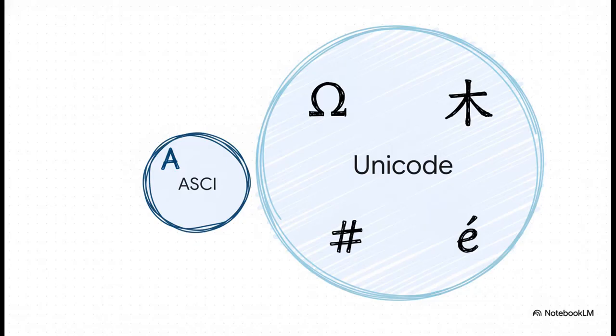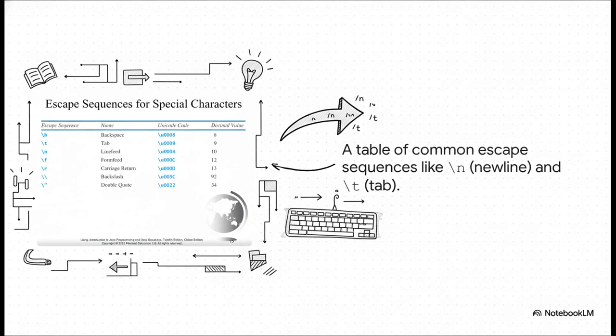Now, you've probably heard of ASCII. So how does that relate? Well, it's simple. ASCII is just a smaller 7-bit piece of the much larger Unicode puzzle. It covers the basics, the English alphabet, numbers, and some common symbols. But Unicode is the whole shebang. Just think of ASCII as a local dialect and Unicode as the universal language. This slide shows another key concept you gotta know: escape sequences. So how do you represent a character that you can't just type, like a new line or a tab? Well, you use these special backslash codes.